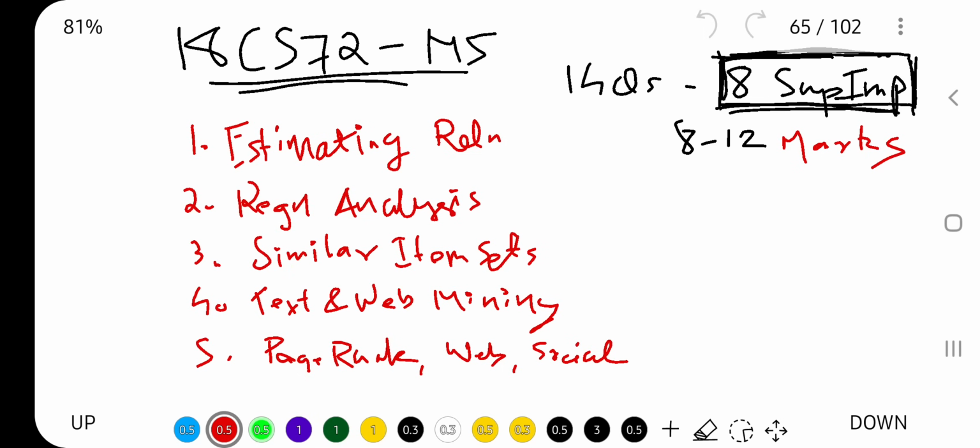So there are 14 questions, not actually 14. Some questions are merged, two questions into one, so it becomes around 8 questions which are super important from these 5 topics. The weightage for each of the questions is 8 to 12 marks. So listen carefully. We'll be starting with each of these topics and discussing the important questions. 2 or 3 questions are there from each topic, and after we get done we'll be putting a tick mark like this. Okay, so let's get started.